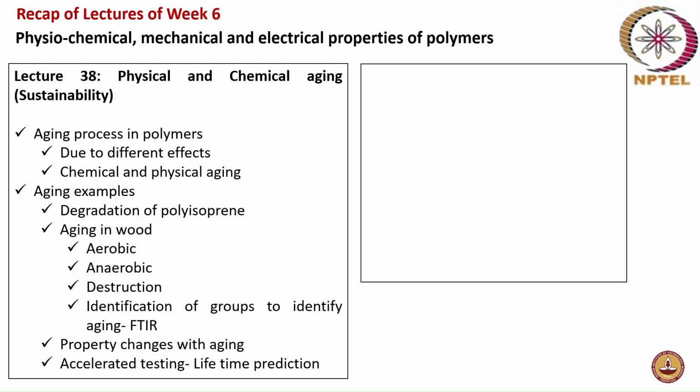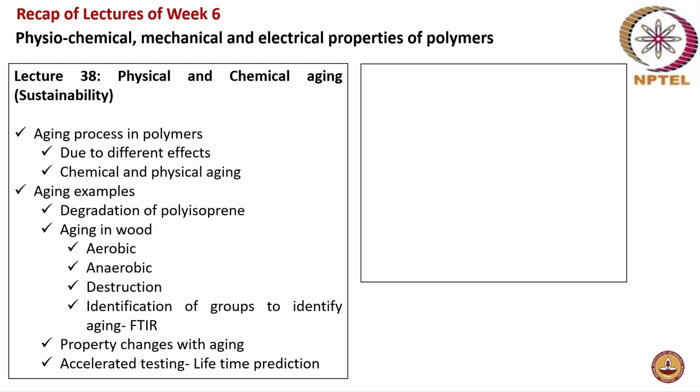How identification of groups using FTIR happens. Functional groups can be identified using this FTIR technique. Any functional group changes that happen due to aging or certain effects can be identified, for example, what functional groups are present initially, and over time what the change was. That gives an idea that a certain stimulus has caused this kind of effect in the material. And what happens with the property changes with aging.